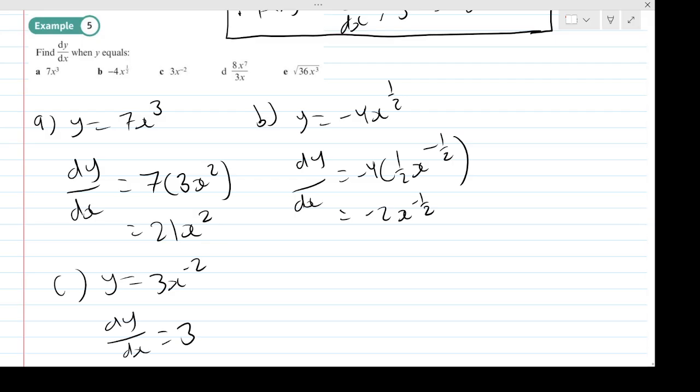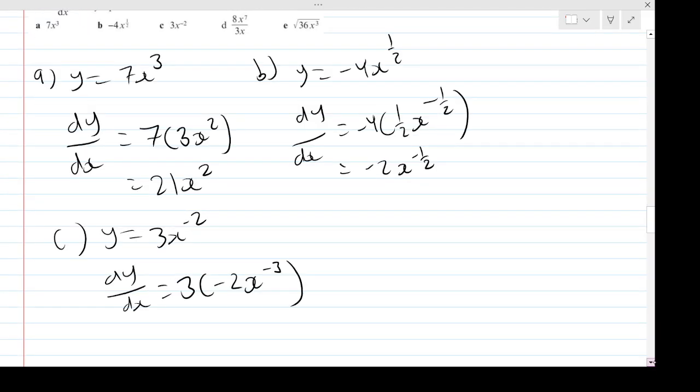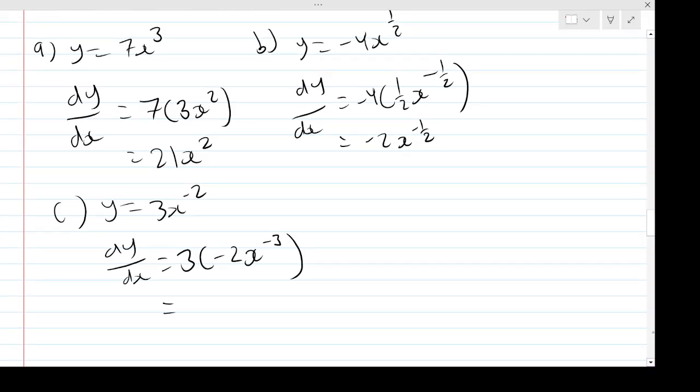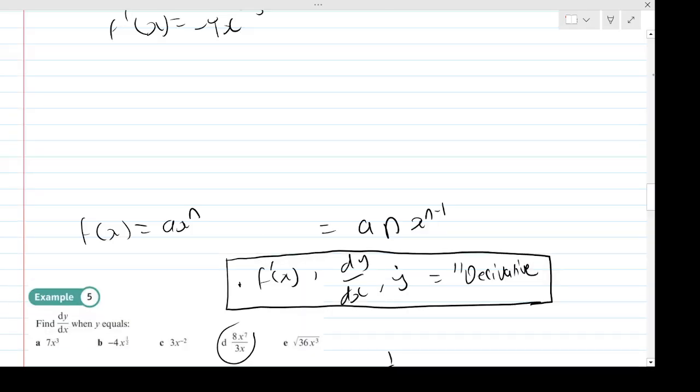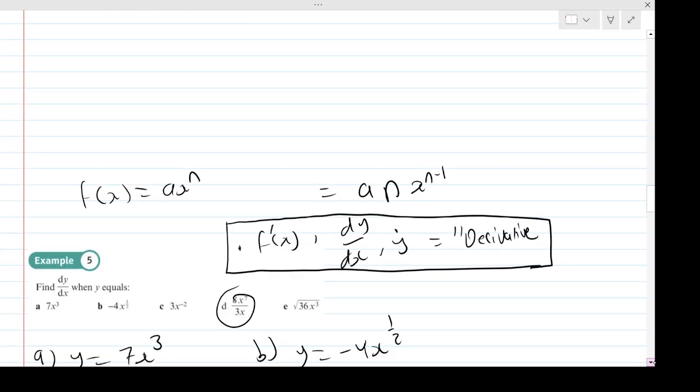Then if we differentiate the x to the minus 2, that would be minus 2, bring the minus 2 in front, x, and then minus 2 minus 1 is a minus 3. Okay, and then lastly we can expand the bracket to simplify. 3 times minus 2 is minus 6, x to the minus 3. And there we are.